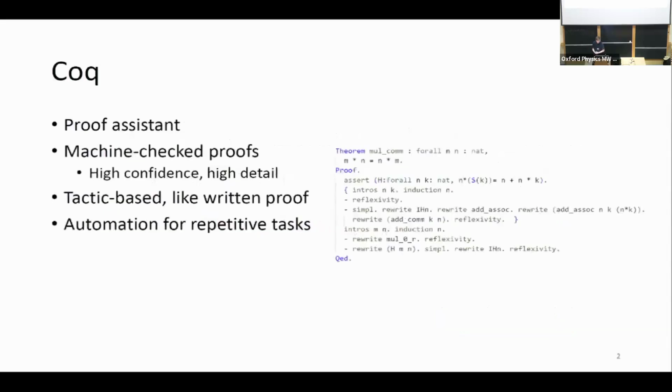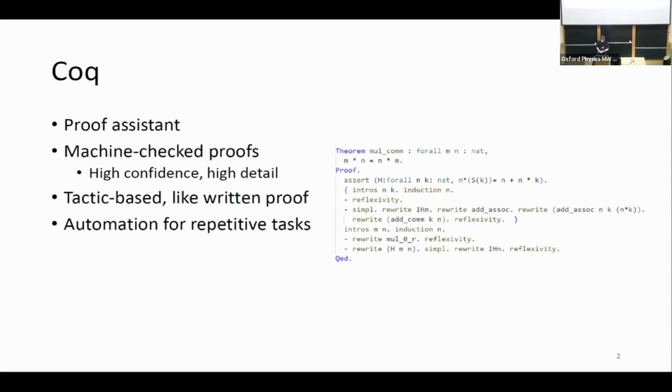So first of all, the Coq proof assistant is a proof assistant that has been around for a number of years. It gives us machine-checked proofs that have therefore a high level of confidence and good integration with things like software verification. But as a price to pay for this, we have to provide it a lot of detail.